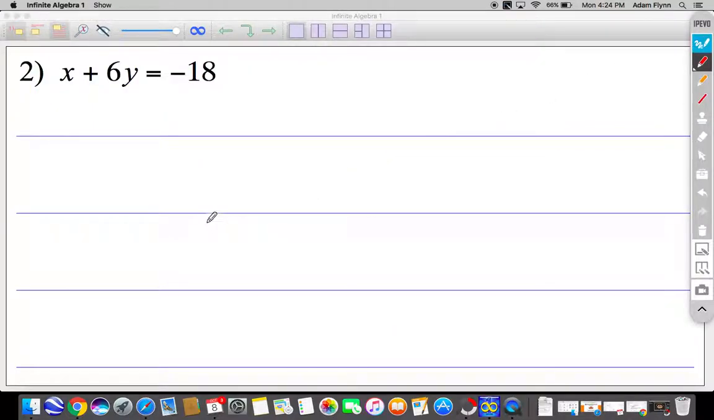This next equation, we have x and y on the same side of the equal sign, so automatically we know this is in standard form. Pause the video if you need more time. I'm moving on to the next one.